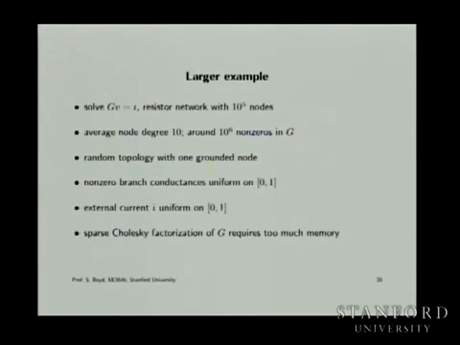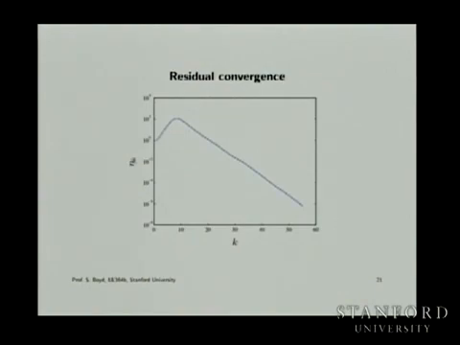Okay, so here's how CG runs, and this is the residual here. You can see that for 10 steps, the residual actually goes up by a factor of 100, generally considered not good. And then it goes back down again.